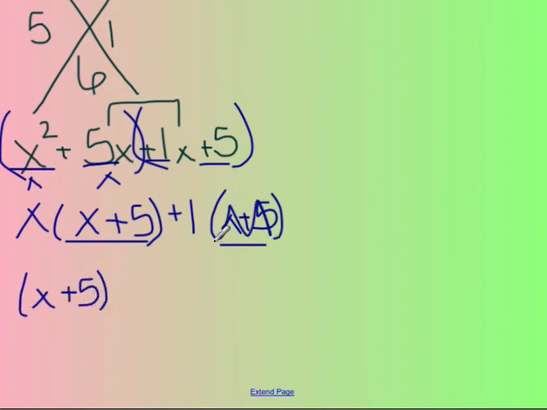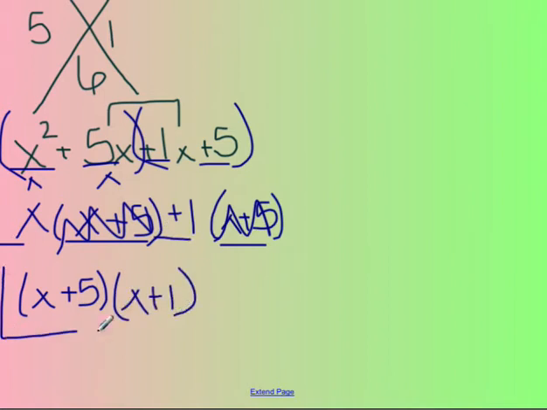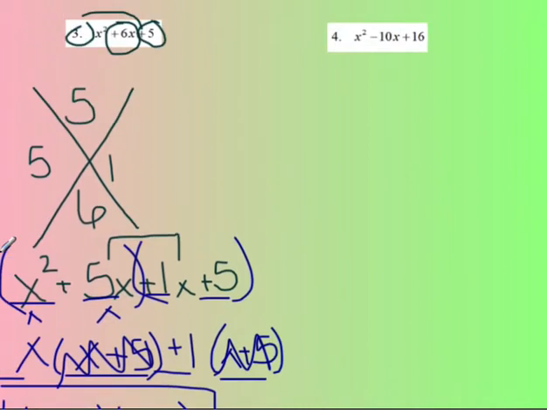And then once I get rid of those, I'm going to write what's left after that, which is x plus 1. So if you notice, this is now written as 2 binomials being multiplied together. That's factoring. Okay, so we did this all kind of piece by piece. Now we're tying it all together. Let's take a look at number 4.